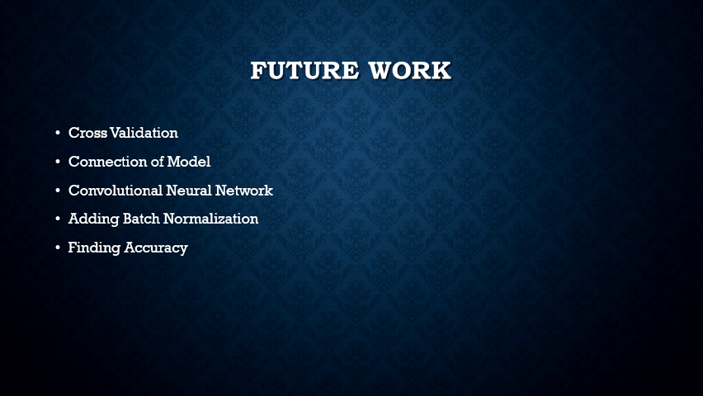Some future works are there, like cross validation, combining models, and using the convolutional neural network properly. Then we will try to add batch normalization, and then we'll see what our accuracy is. If the accuracy is good, above 85 or around 90, then we'll think our project is good for the model. Then we'll validate the model, inshallah. Then we'll test again and again to find the accuracy properly.